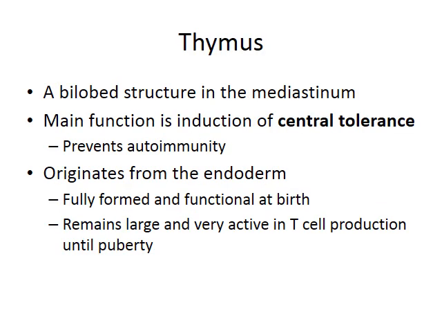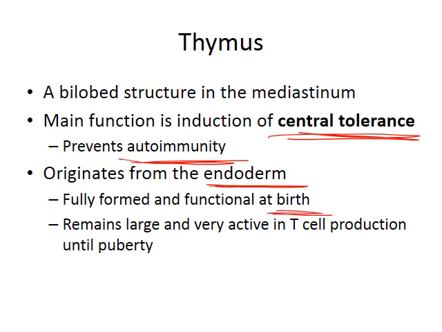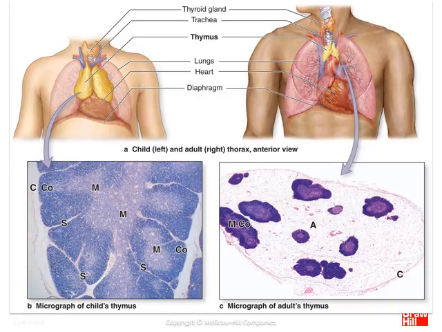So we're going to go into the thymus so that y'all understand central tolerance and how it comes about. The bilobed structure is going to be located in the mediastinum, so right in your chest area. The main function is central tolerance, and this is going to prevent autoimmunity. This is going to come from the endoderm during development of the fetus, and it's fully formed and functional at birth. It's going to be large and very active all the way until puberty, where it starts dying off.